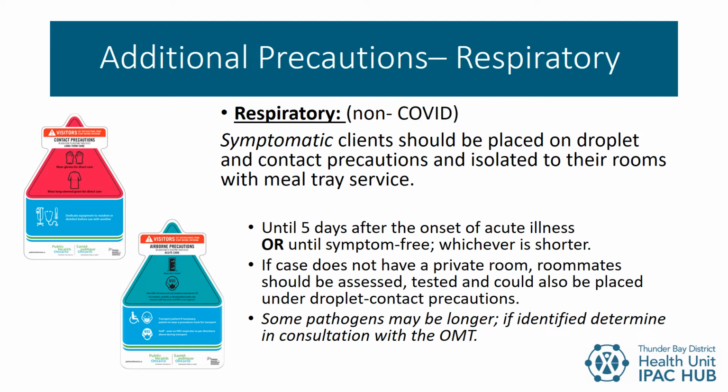Additional precautions for respiratory non-COVID. Symptomatic clients should be placed on droplet contact precautions and isolated to their rooms with meal tray service. This would be in place until 5 days after the onset of acute illness or until symptom-free, whichever is shorter. If the case does not have a private room, roommates should be assessed, tested, and could also be placed under droplet contact precautions. Some pathogens may be longer, and if identified, they need to be determined in consultation with the OMT.